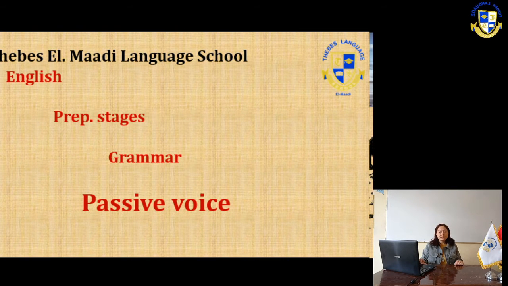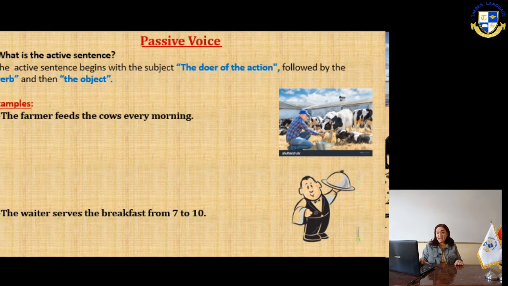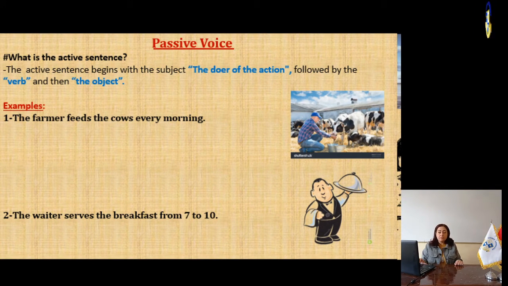Let's look at our slides. Slide 2. What is the active sentence? The active sentence begins with the subject, the doer of the action, followed by the verb and then the object. Okay, so we have active sentence and passive one. To be able to understand the passive sentence, you have to understand the active firstly.